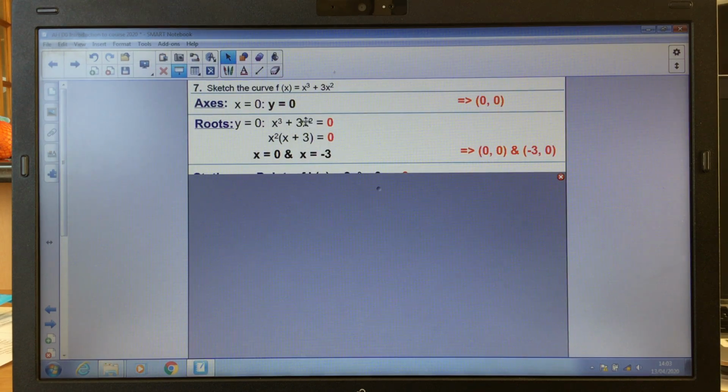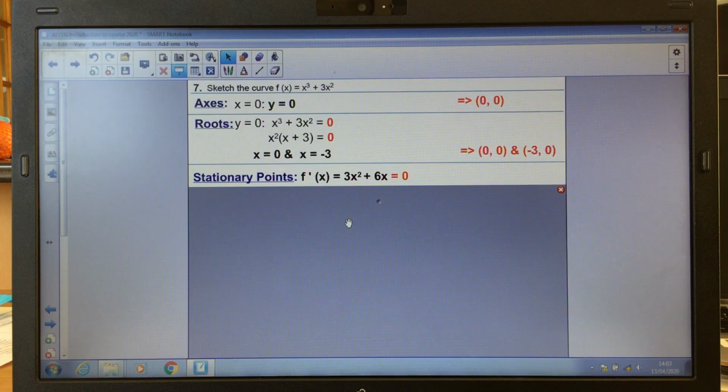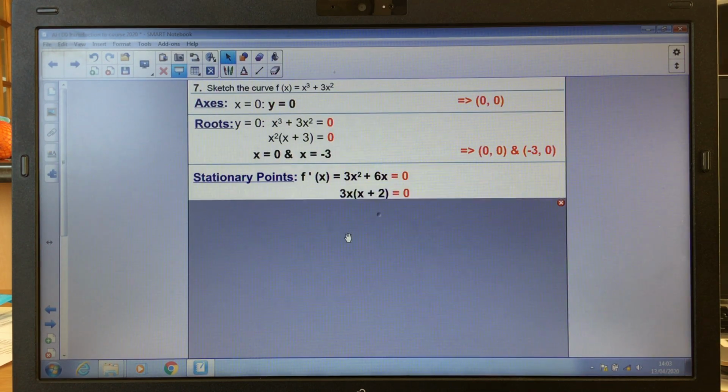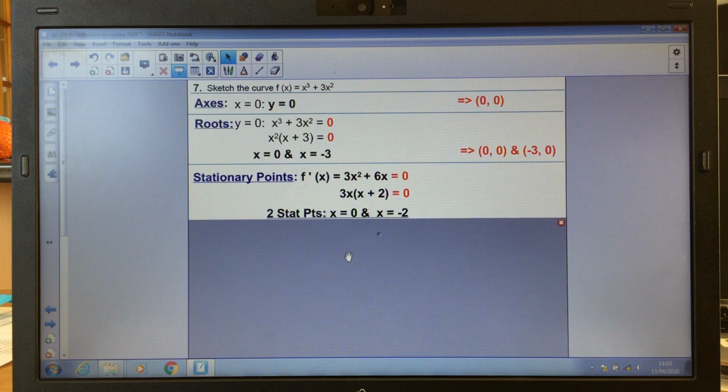The next thing is stationary points. How do you find stationary points? We take the function and we differentiate it. So differentiate, set equal to 0. We can pull out 3x. Then you get x is 0 and x is minus 2. So you've got two stationary points.